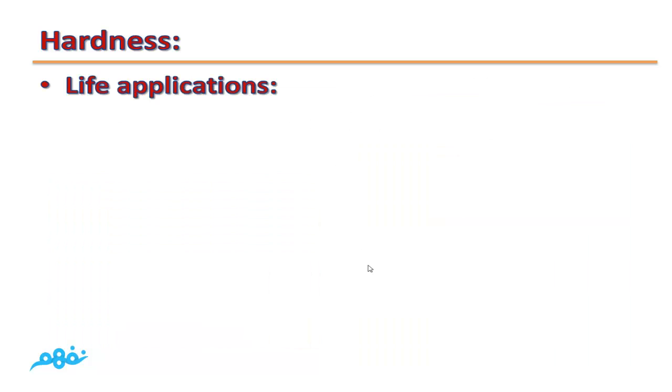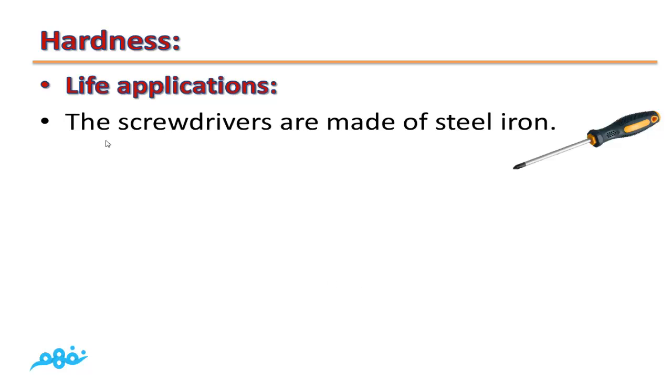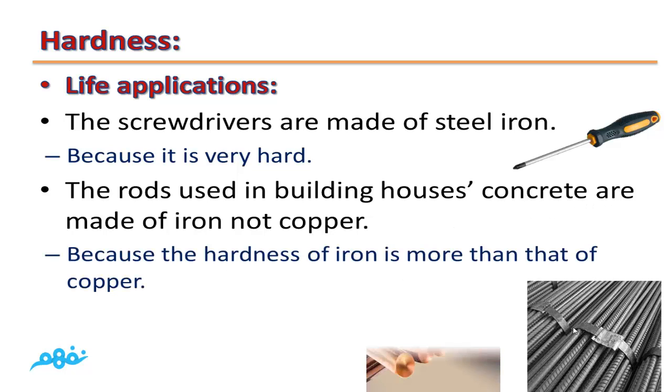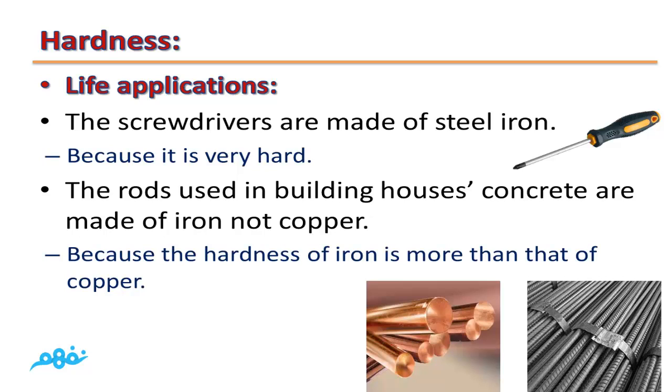Life applications for hardness in our daily life. The screwdrivers, this one, are made of steel iron because it is very hard. The rods used in building houses, concrete, are made of iron, not copper. Iron rods, copper rods. This one, which is used in building houses, concrete. This is because the hardness of iron is more than that of copper.